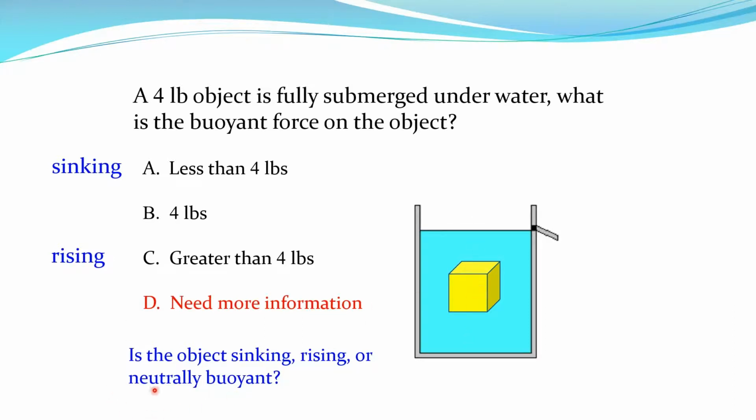If it's neutrally buoyant, that means it doesn't care to rise or sink. The only way that can happen is if the buoyant force is exactly equal to the weight. So that would be the 4 pounds. So this is kind of a trick question. On an exam, I would actually give you a little more information, but for now, I think it was a valid question.